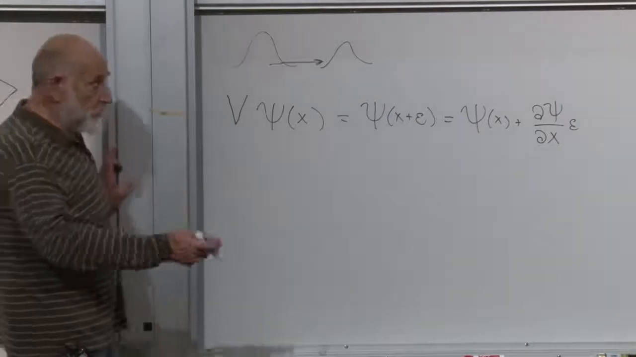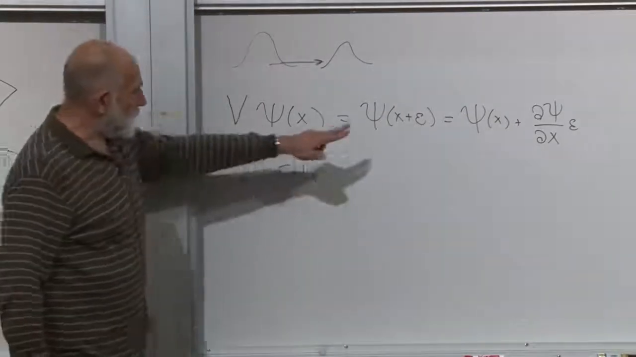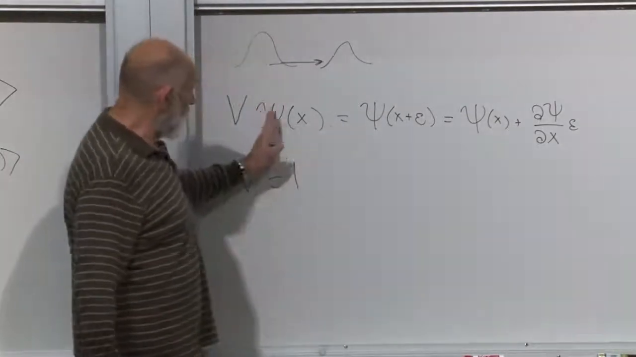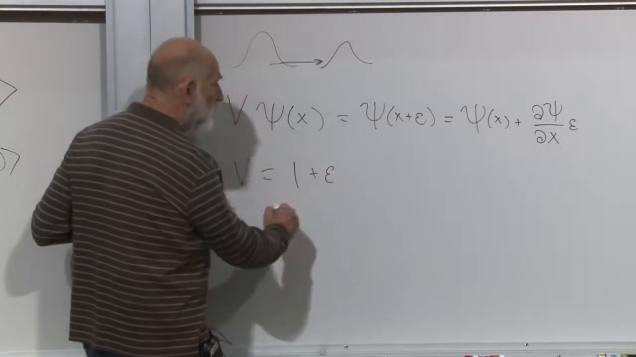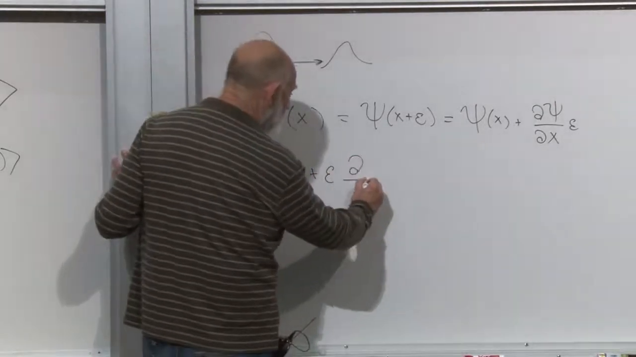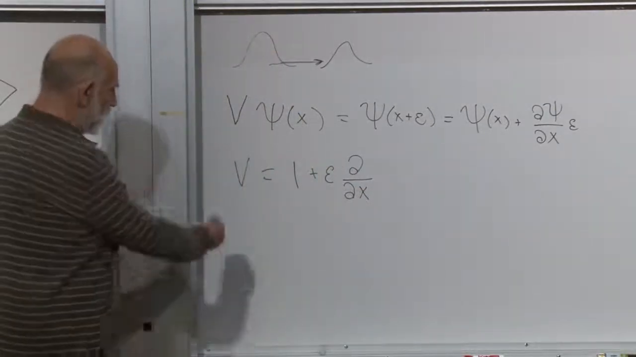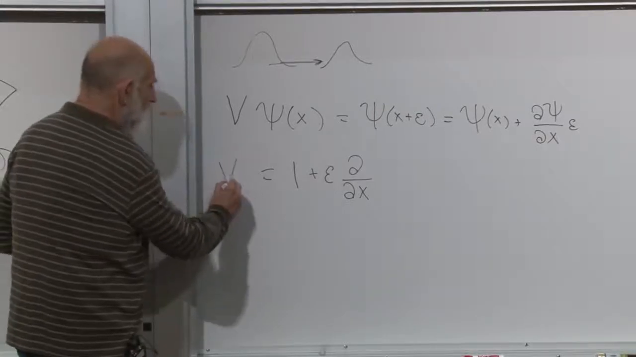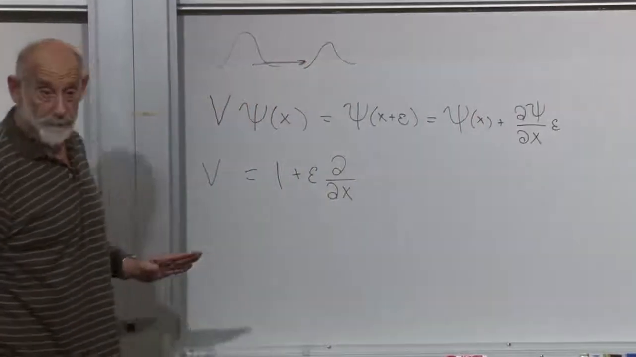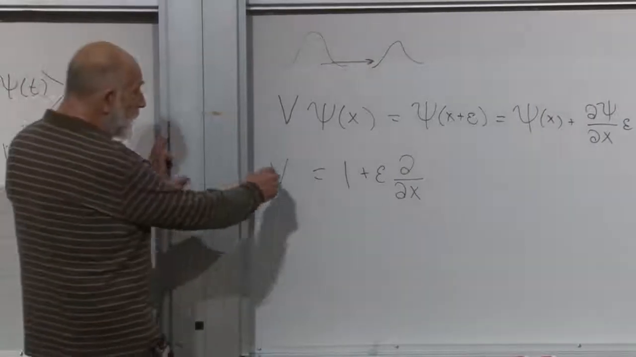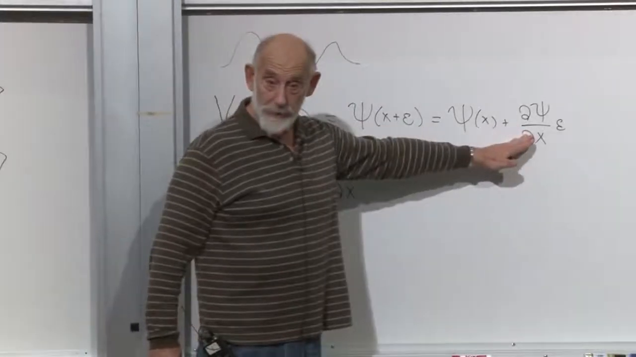It shows that whatever V is, it's the unit operator, that's the first term, acting on psi of x to give back psi of x plus a small change, and the small change is epsilon times the derivative operation. I haven't written on x, but we could write on x times psi. V is an operator. It's the unit operator plus epsilon times the derivative operator. We can act on any wave function, and what it will give us is the wave function infinitesimally displaced.